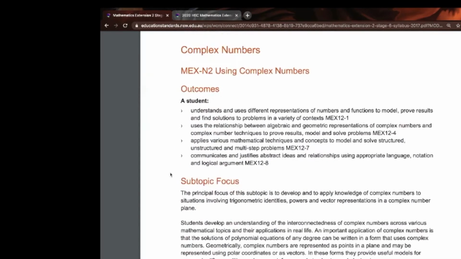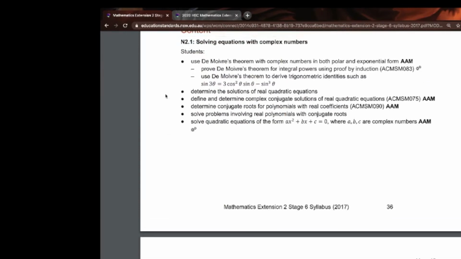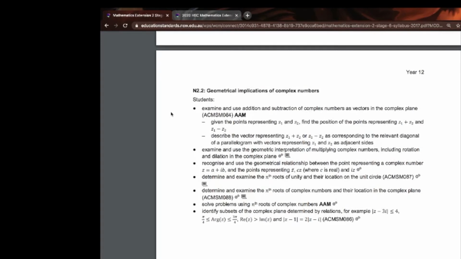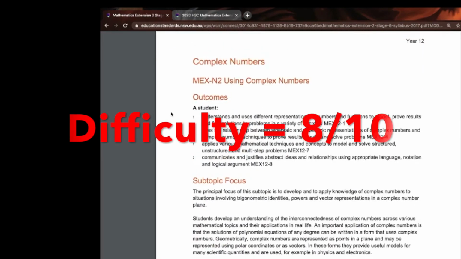The second part is using complex numbers. This is a bit more complicated as it involves some theorems. We'll see that we get some exciting new ways to derive the trig identities, which you've already done. And then we go into loci and other things, which is really interesting, and you should look forward to that. I would rate using complex numbers as an 8 out of 10 in terms of difficulty.